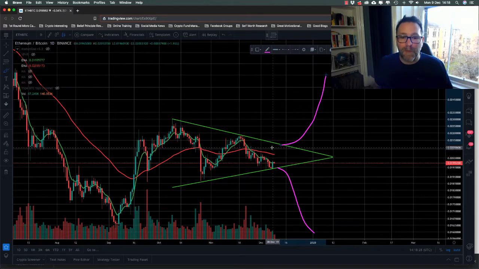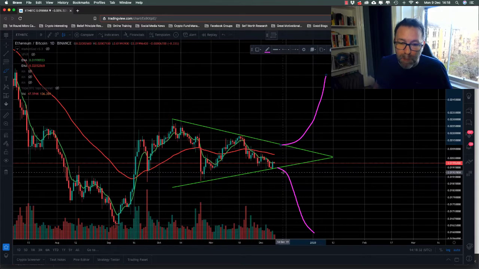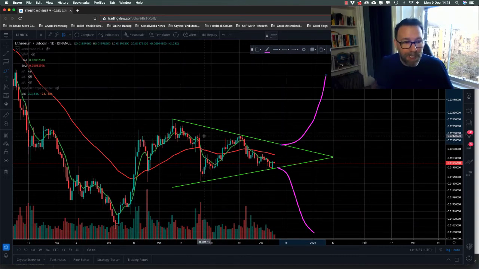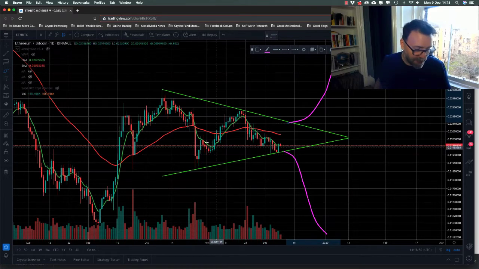So a lot of traders, what they would do is they would wait on a breakout to either side. So if it breaks out below the symmetrical triangle, you would short it. If it breaks out above the symmetrical triangle, you would long it. So at the moment it's looking still bearish for Ethereum just now if you're looking for an entry price. So I wouldn't enter just now. Long term, fantastic opportunity to accumulate at these prices.